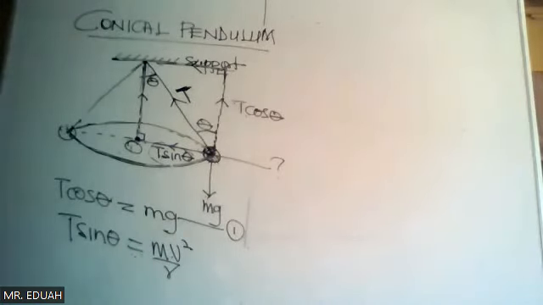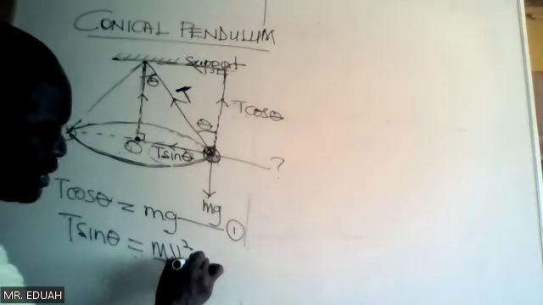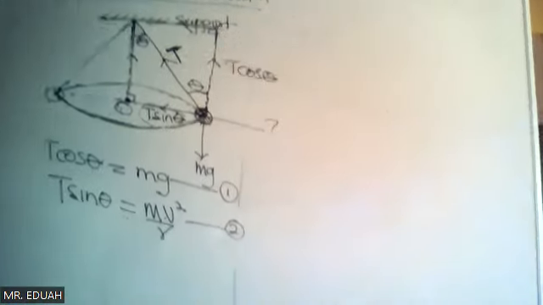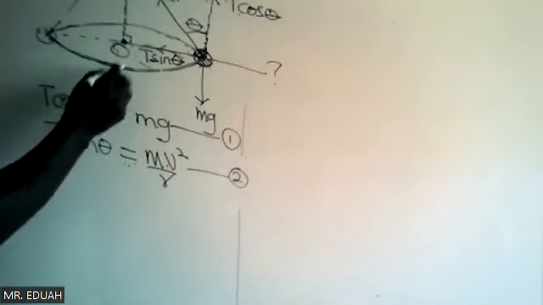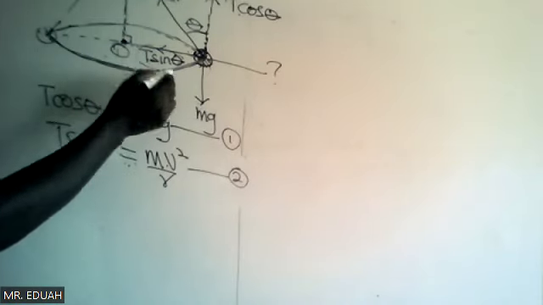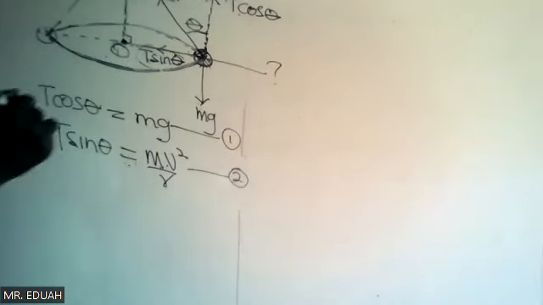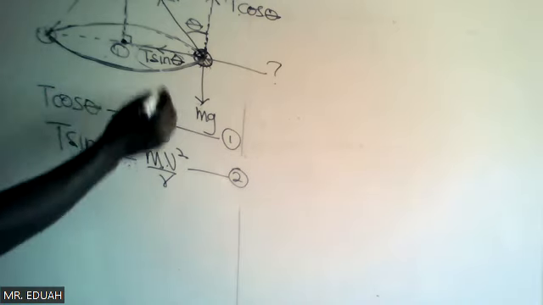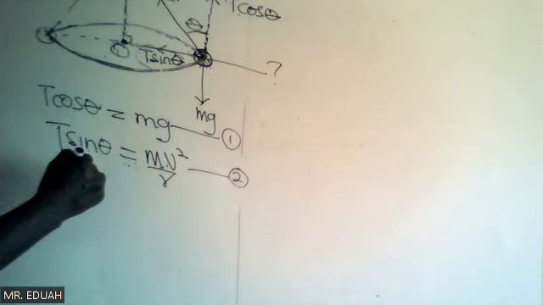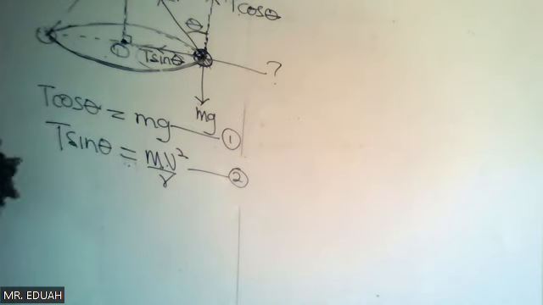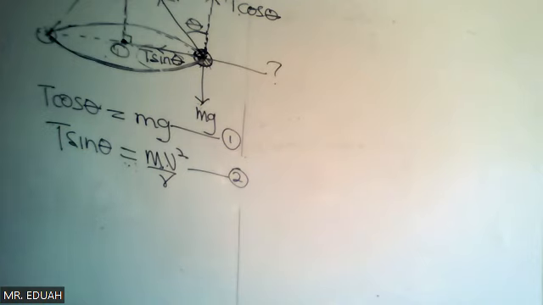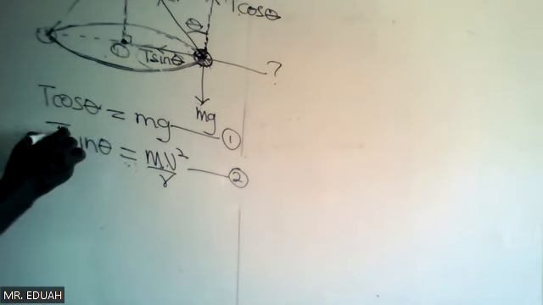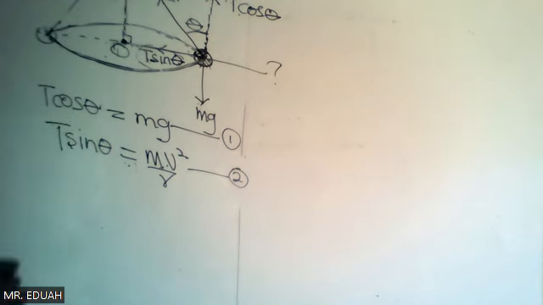Okay, so this is it. This gives us equation 2. The important question is why do we equate the T sine theta component of the tension to mv squared over r? One, it is because this is directed towards the center along the radius. And because centripetal force is also directed towards the center along the radius, then the T sine theta component must be the centripetal force, which keeps the body in that circular path. That is the reason.